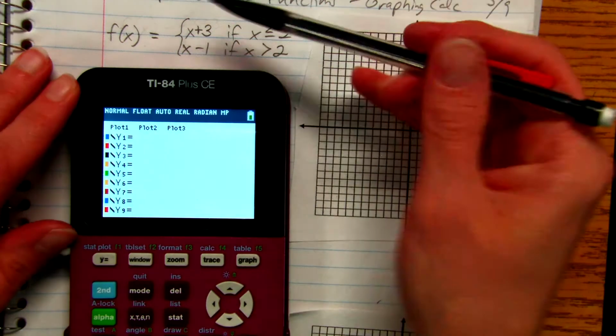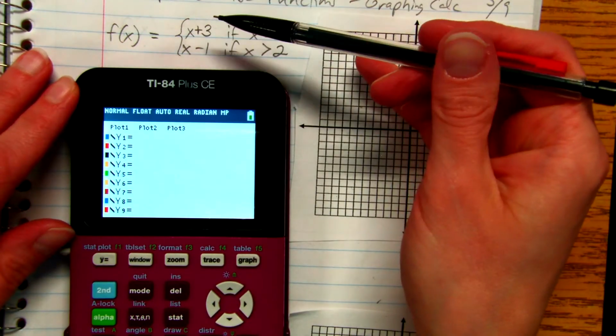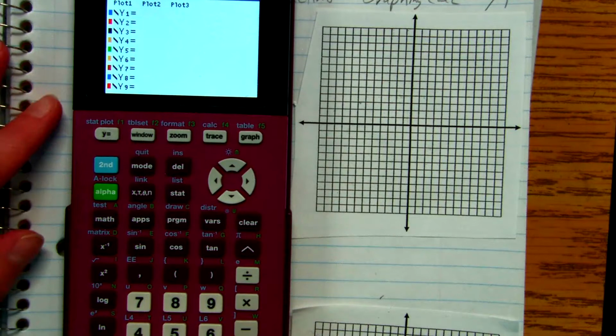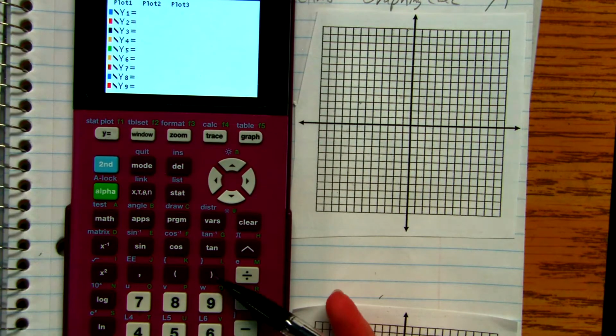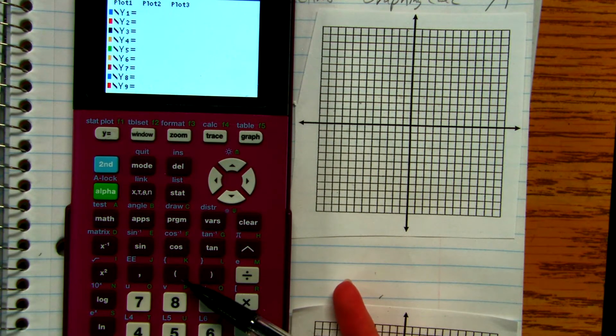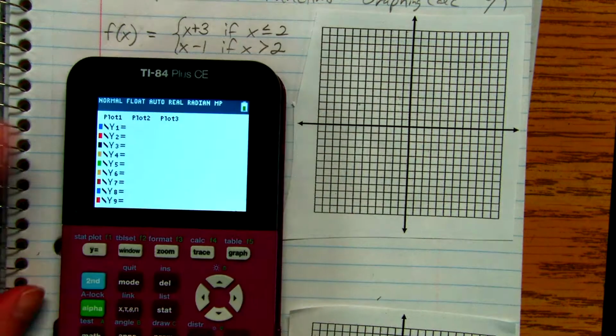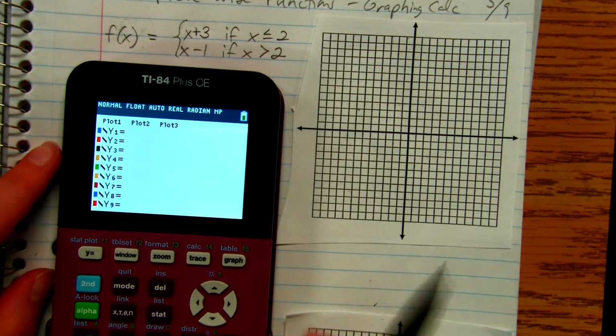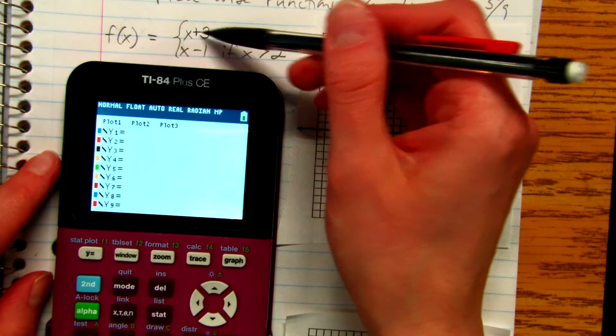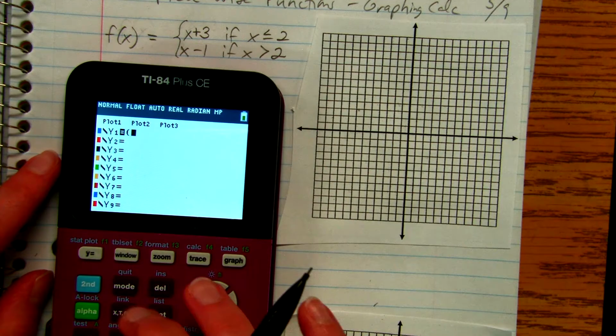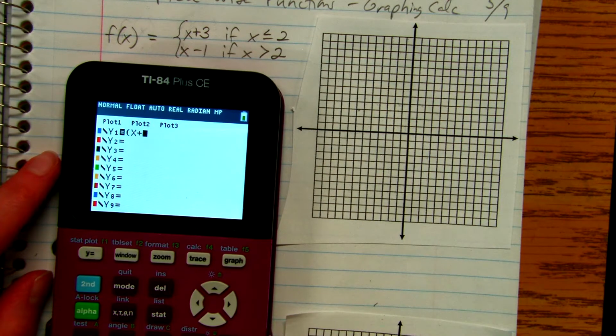If we're putting these in, you're going to use a lot of parentheses. Your parentheses keys are above the 8 and the 9. Some of our older calculators, these have worn off. You can't tell, but above the 8 is the open parentheses, above the 9 is the closed parentheses. So that's where I'm getting those. You're going to put this first part of the function in parentheses. So I'm going to do parentheses, x plus 3, close parentheses.